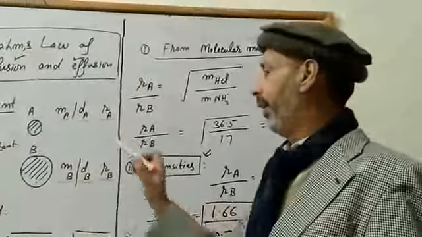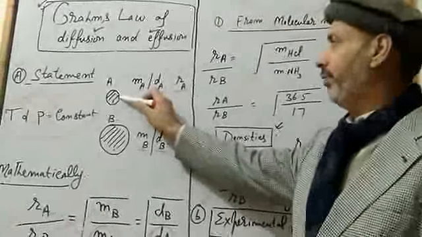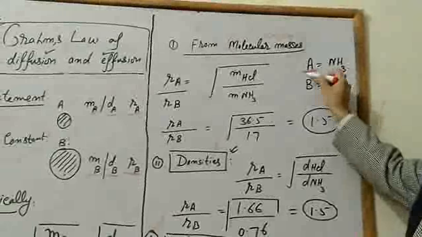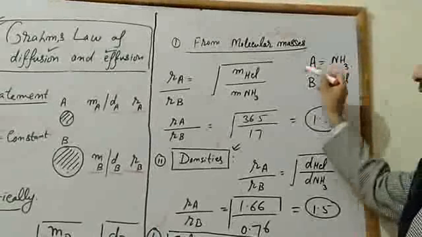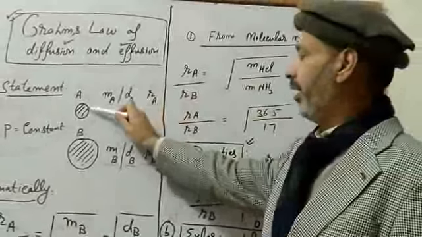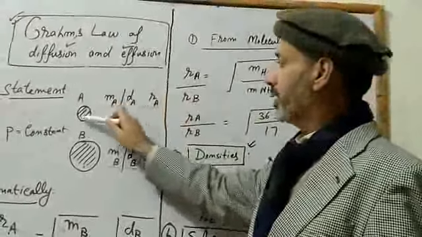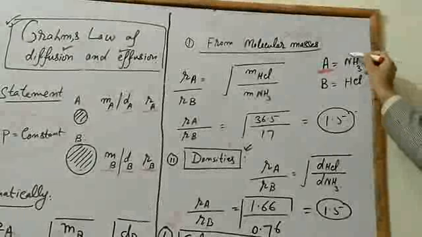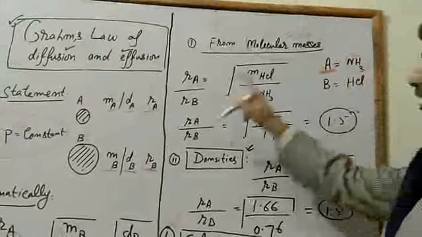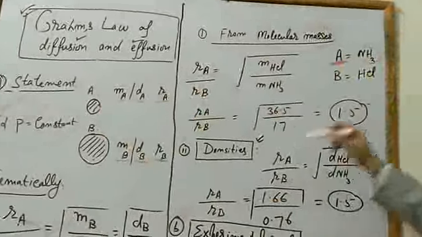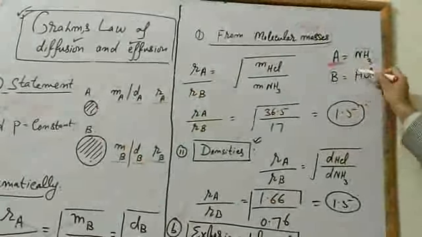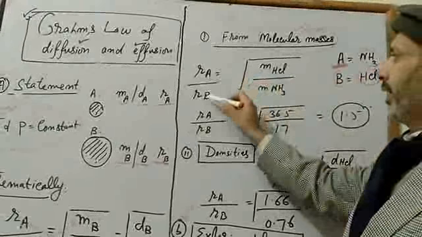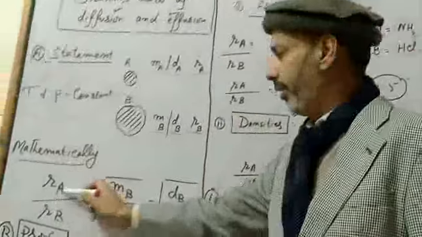Now let's suppose we have gas A. Let gas A be ammonia here. As you see over here, I have denoted it by a small sphere. So gas A is ammonia. Let's say instead of A, it is ammonia, and instead of B, we have HCl. So Ra divided by Rb, it is the same equation.